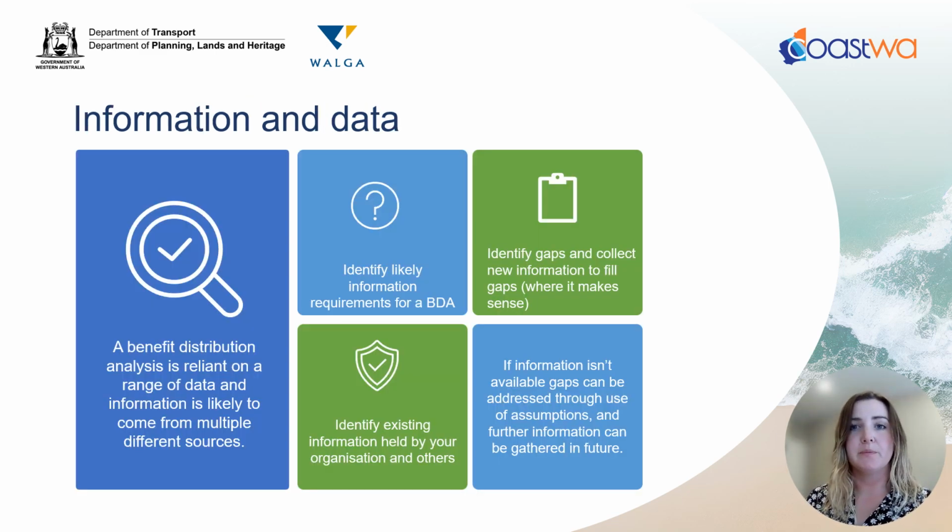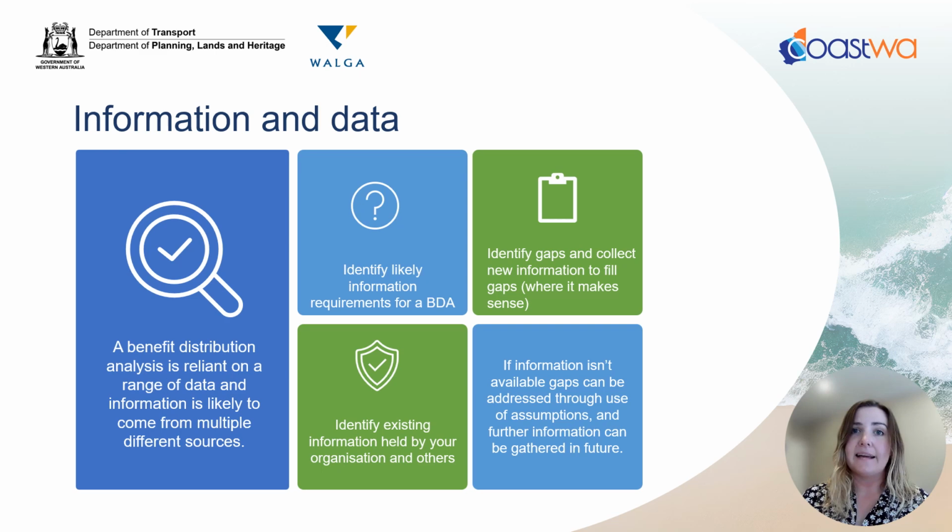We've talked a bit about information and data so far, but this is something that's really important for benefit distribution analysis. It's really reliant on data and information that's available. It is going to need to come from a range of different sources, likely from different parts within council, from potentially state government agencies or local community and other stakeholders. It's really useful if you try and identify some of the likely information requirements for BDA before you get started. Think about what existing information might be held by your organization or by other people that you might need.